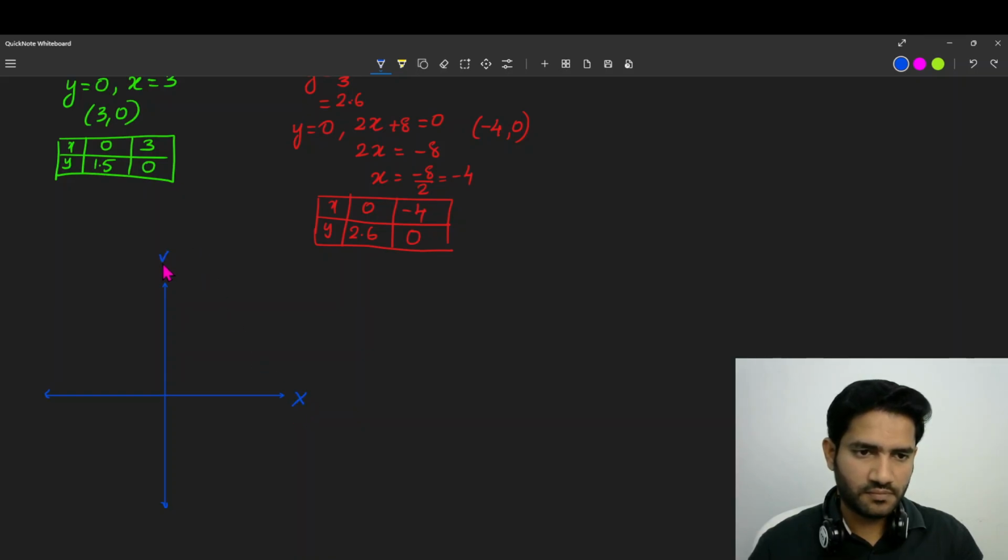x-axis, y-axis, origin O. We can start from 0, and the highest value is 3 and the lowest is minus 4. So we can consider this one: 1, 2, 3, 4, 5. So 1 centimeter is equal to 1 unit. Here -1, -2, -3, -4, -5.